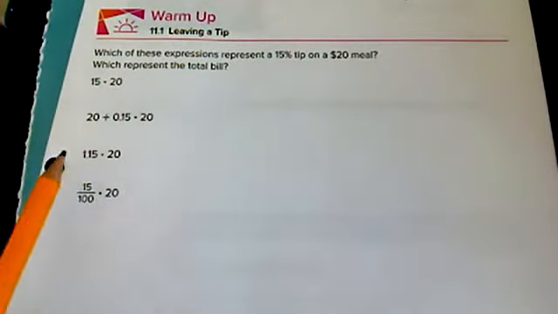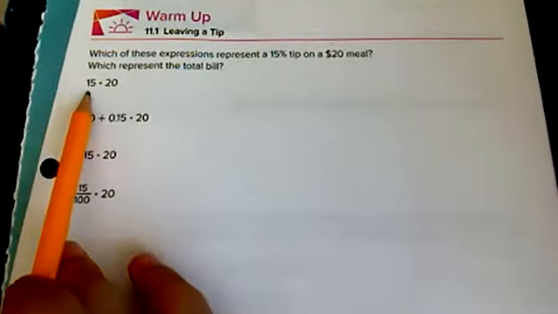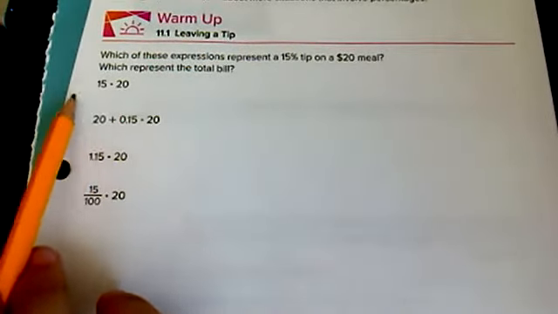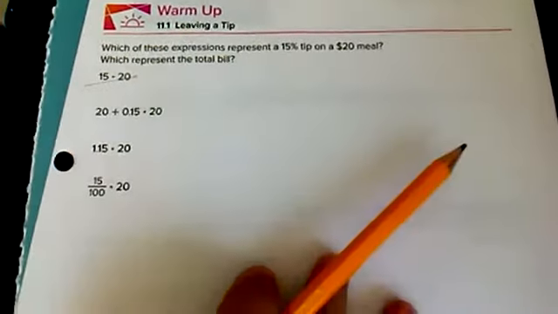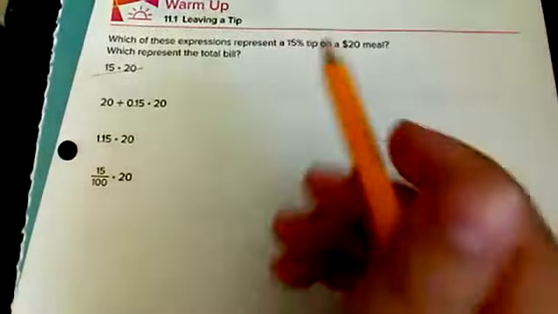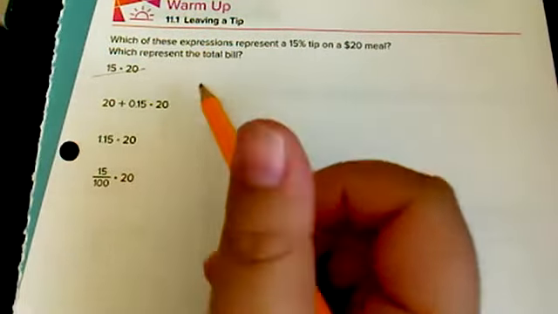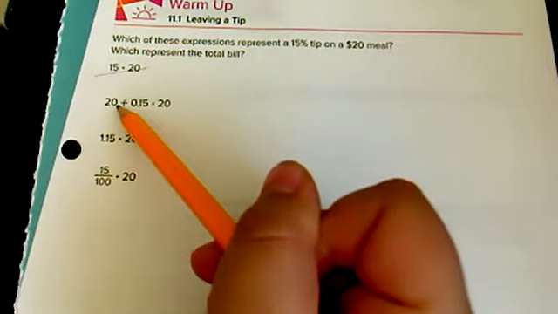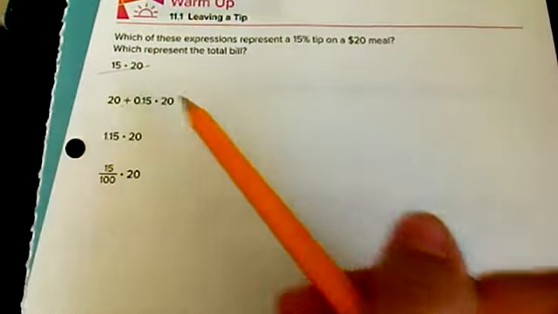Well, if we're looking at these, we're gonna wanna find ones that are showing just the tip itself. So this one says 15 times 20. There's no decimal in front of it. So really this one, we're just multiplying whole numbers. So there's no way it could be that one. This one, we have to do some multiplication first, and that multiplication would show us the tip, but then we add 20, which would show us the total bill, and we don't want that one yet, but let's keep that in mind.